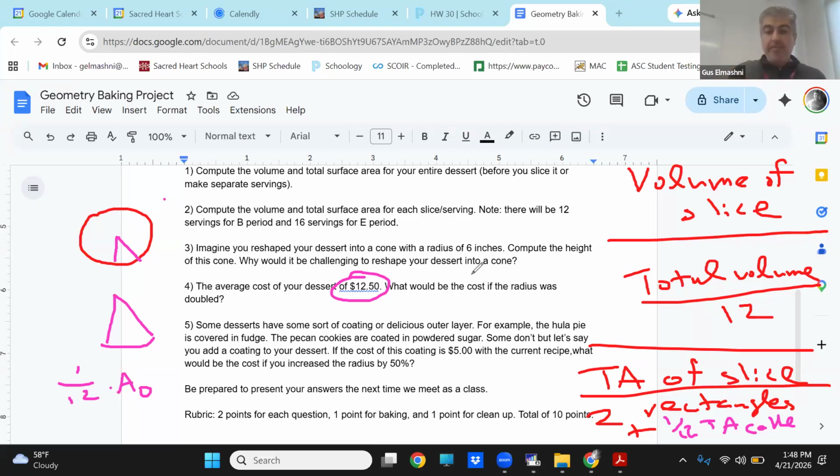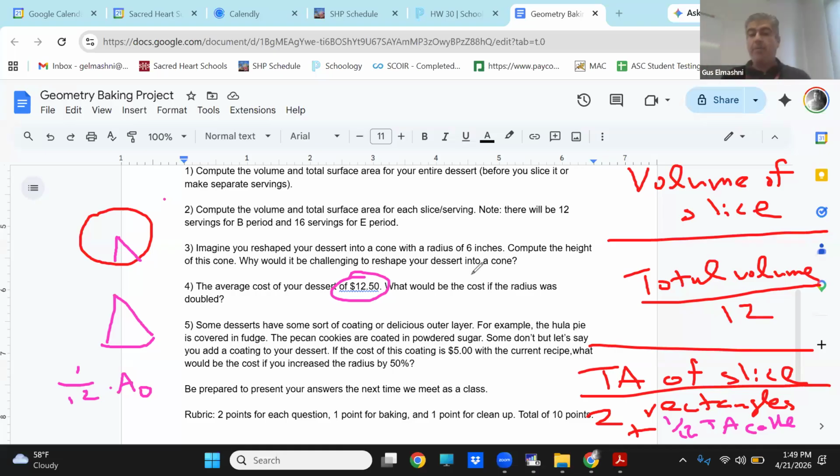Then finally, number 5. I'm not going to answer this one for you. I'll just tell you how you'll set it up. We didn't do coating on this, obviously. Fine, whatever. But the hula pie we did, and actually the cookies I put powdered sugar on, right? Let's say hypothetically the coating you put on your dessert is $5, like frosting, or fondant, whatever floats your boat. If you increase the radius by 50%, what will that do to the cost? So if you increase the radius by 50%, what's going to be your linear scale factor? Let's say it was 10, now it's 15, the radius. What's the linear scale factor?